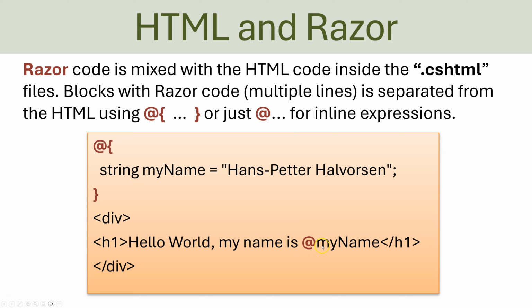So here it's the so-called inline syntax, where we just use the @ tag and then the Razor code like this. So here I just created a string variable called myName, and then specify just my name here, and a semicolon, of course, since this is pure C# code. And then wherever I want to use that variable in my HTML code, I just use @ and the name of the variable like this.